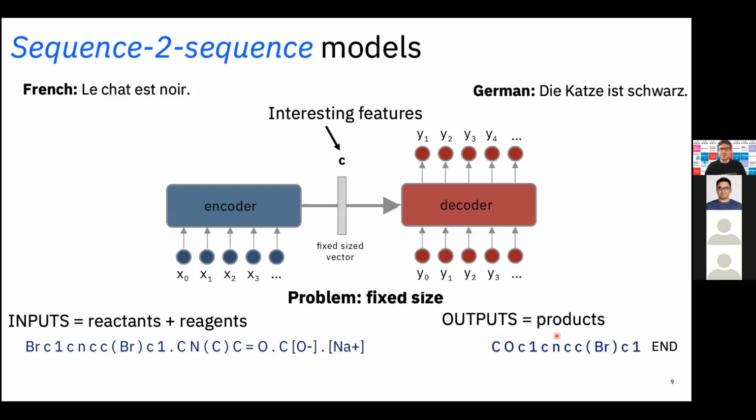Those early sequence-to-sequence models had a problem, which was this fixed-sized vector that you see here in the middle. Depending on how complex the inputs were, the encoder could not save all the required information in this fixed-sized vector for the decoder to decode the correct product.